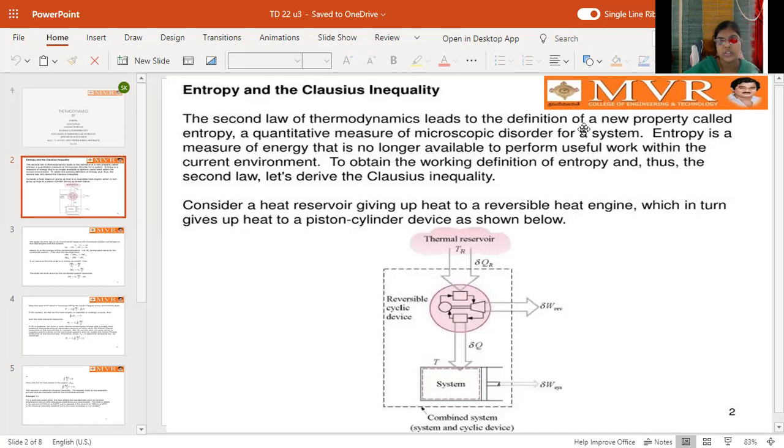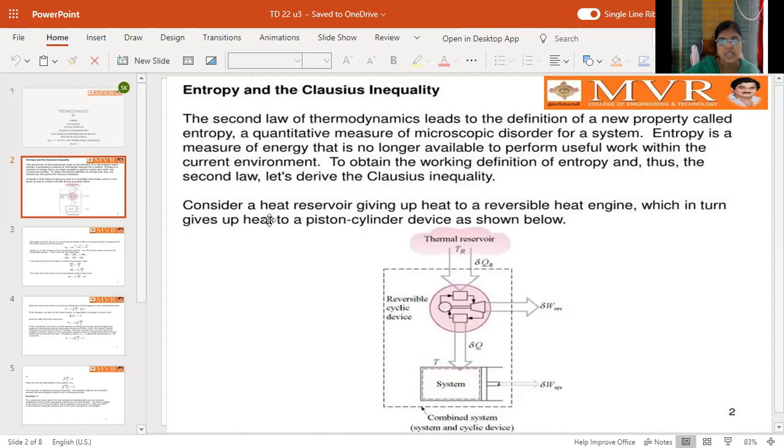Let's derive the Clausius inequality. To obtain the working definition of entropy, enters the second law. So we will discuss entropy and the second law. First of all, we have to derive the Clausius inequality. When we talk about entropy and the second law, definitely we will derive the Clausius inequality. Okay, so first of all, let us start.